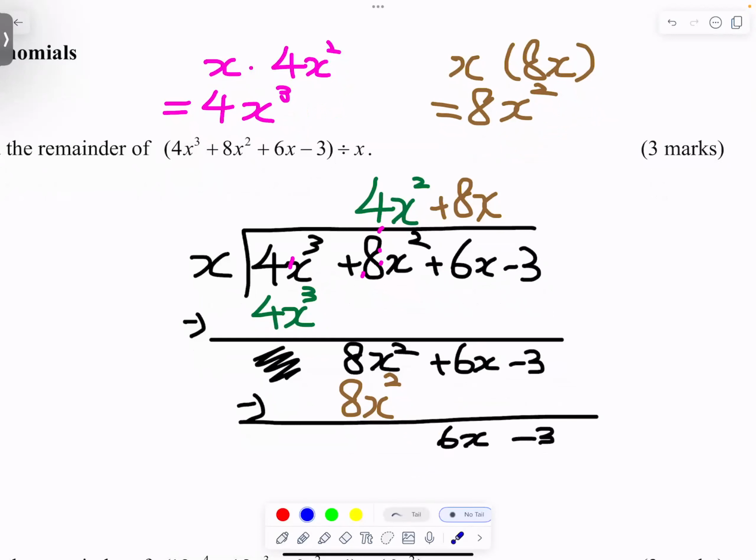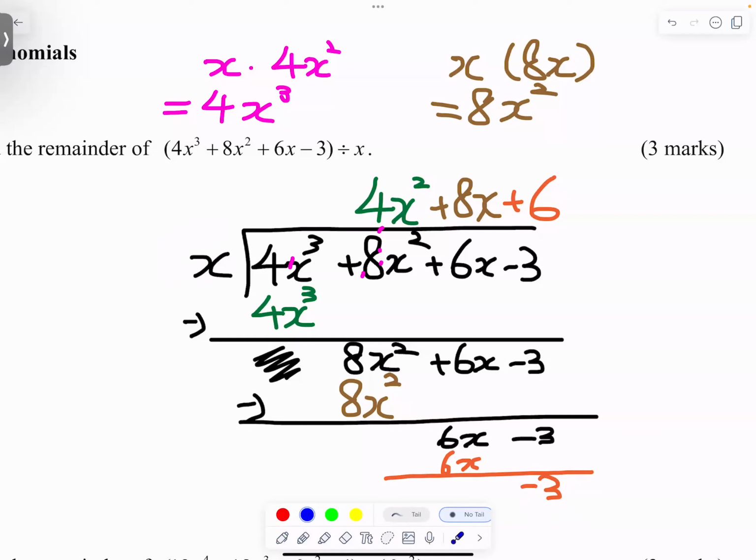Then again, x times what is 6x? Number first, 1 times 6. There's already one x here. Do you need any other x? No, because we just needed 1 in the end. So x times 6, or 6 times x, is 6x. Nothing left. Draw the line. Just -3 is left. And -3 is smaller than this already. So that means the question is done.